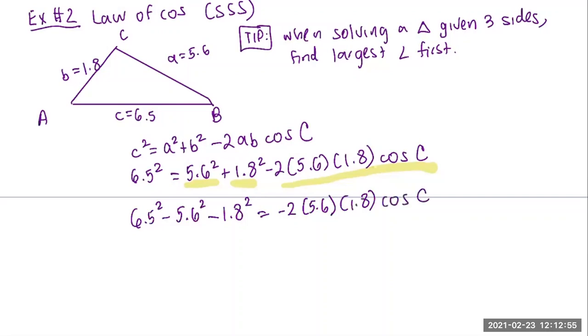Then I have a couple of things on my last term that are all being multiplied together: -2 times 5.6 times 1.8 times cosine of C. How do I move these three factors over to the other side? Divide them all at once. If it's being multiplied, we're going to divide, let me do that in a different color. We're going to divide -2 times 5.6 times 1.8, and eventually this is going to be one step for you guys.